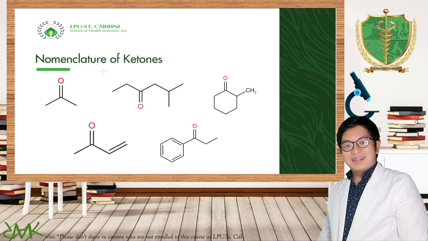3-hexanone or 5-methylhexan-3-one. But it will be better if we write it this way. We will only use this one if there are other attachments, if there are other functional groups, that is somehow inferior to our ketones. Okay, later.